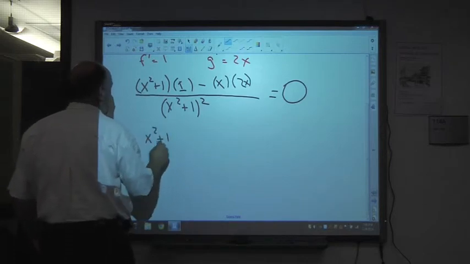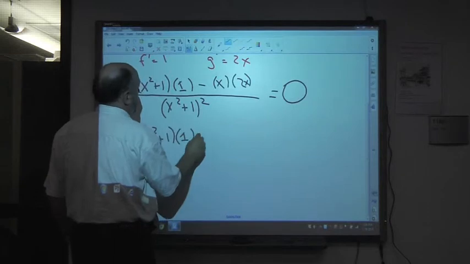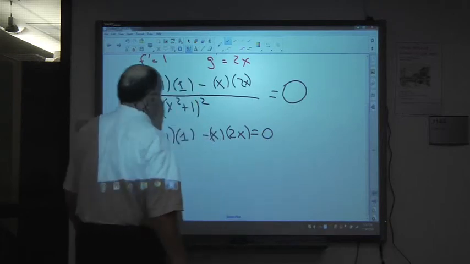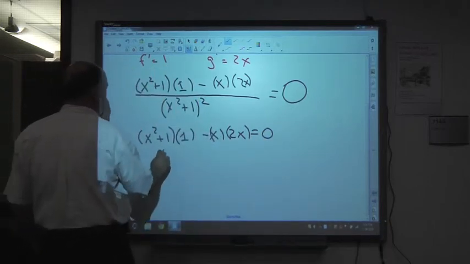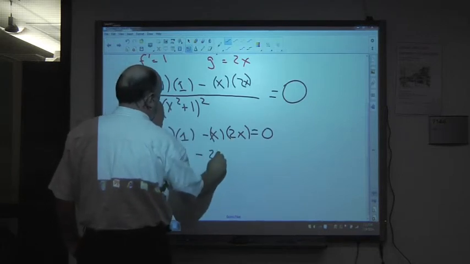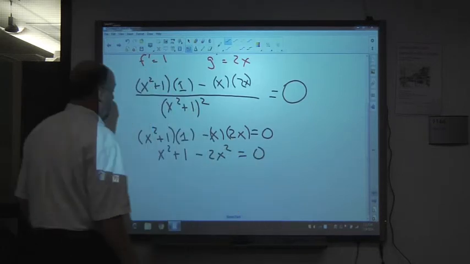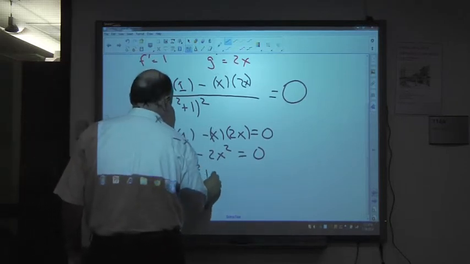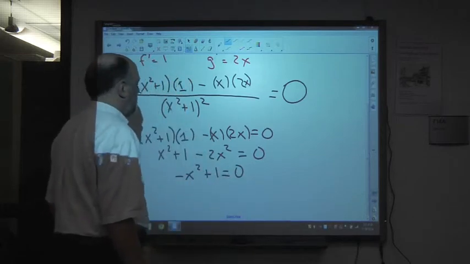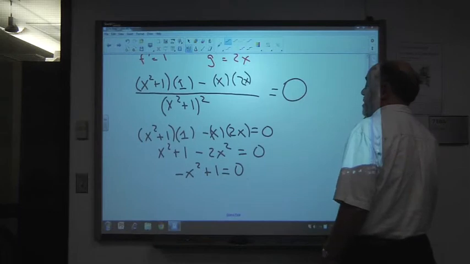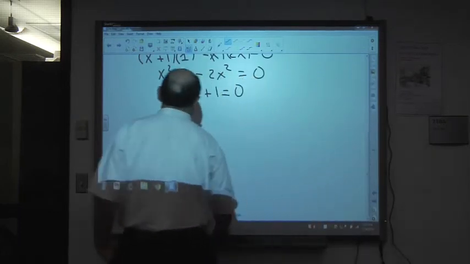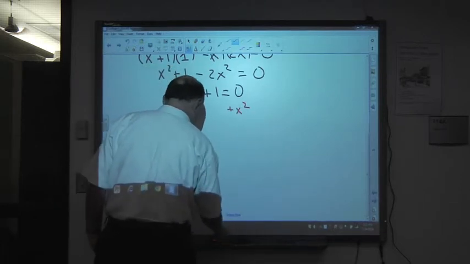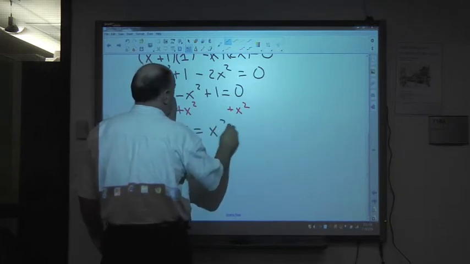We got x squared plus 1 times 1 minus x times 2x. Okay. So now this time we're going to actually have to do this out. So this will be x squared plus 1. This will be a 2x squared. Okay. So x squared minus a 2x squared will be a minus x squared. Okay. Get that. We want to solve that for x. So let's take the x squared to the other side. So we get 1 equals x squared.